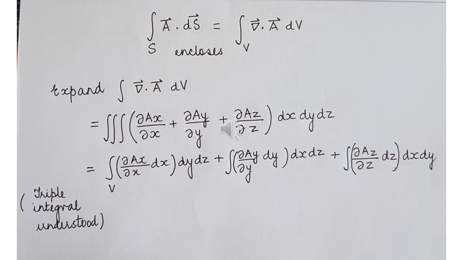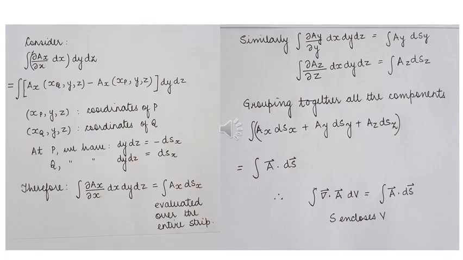So we separate out the three components as the integral of ∂Ax/∂x dx dy dz plus the integral of ∂Ay/∂y dy dx dz plus the integral of ∂Az/∂z dz dx dy. Now consider the integral of ∂Ax/∂x dx dy dz. This basically represents the value of Ax at the point x, q, y and z minus the value of Ax at the point x, p, y and z, times dy dz.